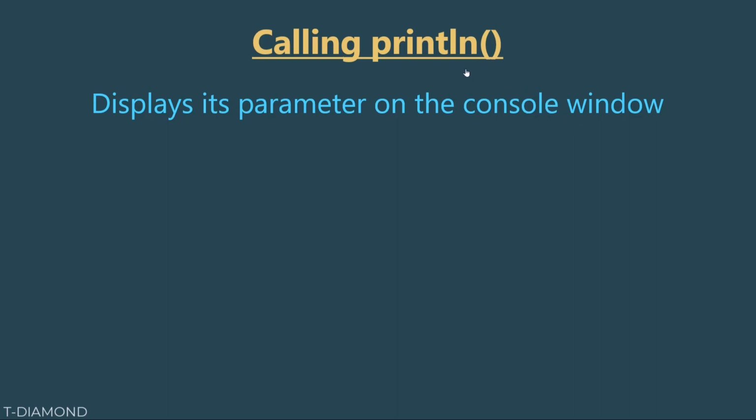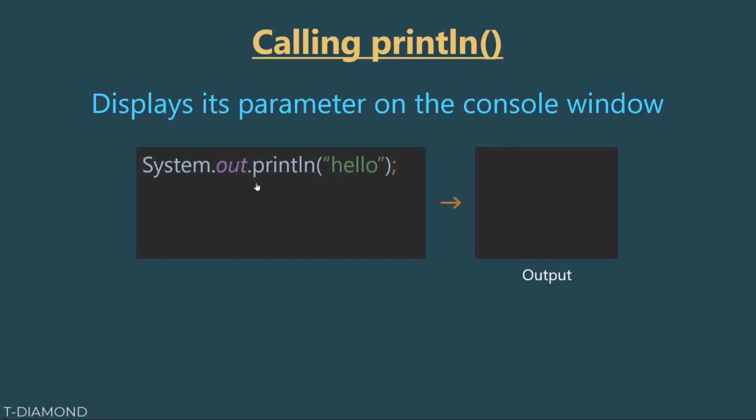So let's see how we can call this println method. So let's have a look at this Java code. First of all, it ends with a semicolon. So this is a statement. We are saying System.out.println and between parentheses we are passing this string. So first of all, forget about System.out. We will talk about this in a little bit. Just focus on println hello.